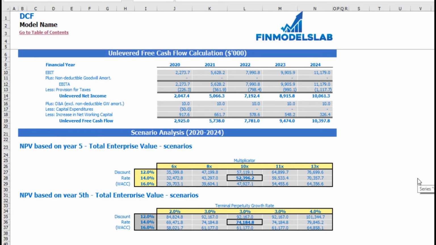On the DCF tab, you may see on the top the unlevered free cash flow calculation in $1,000. As a result, you may see the unlevered free cash flow. And on the bottom, you may see the scenario analysis for your total enterprise value.